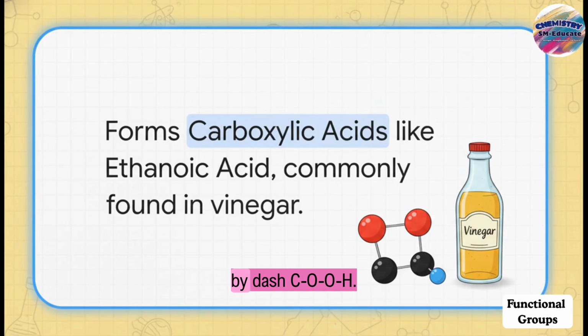Next up, our blue tool, the Carboxylic Group. This one is represented by -COOH. Compounds with this little attachment belong to the carboxylic acids family. As the name suggests, they're acidic. A perfect everyday example is acetic acid, which is also known as ethanoic acid. Believe it or not, this is the exact same acid giving that sour kick to the kitchen vinegar you probably have in your pantry right now.